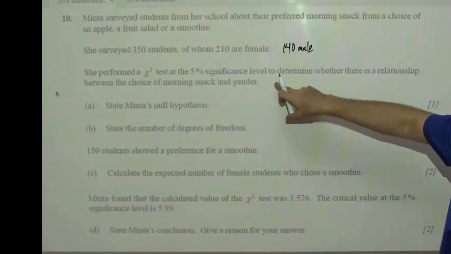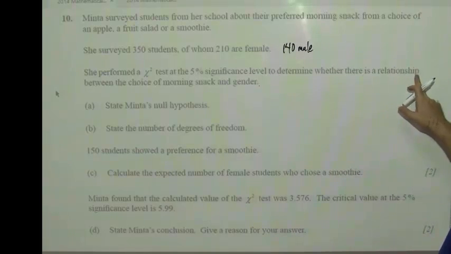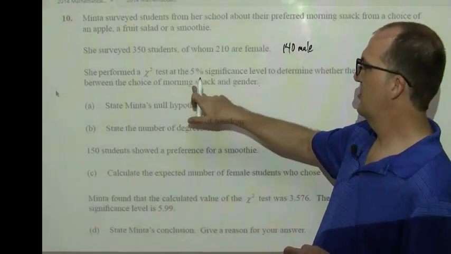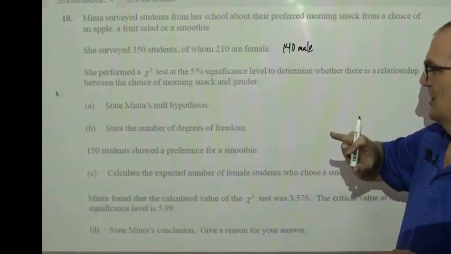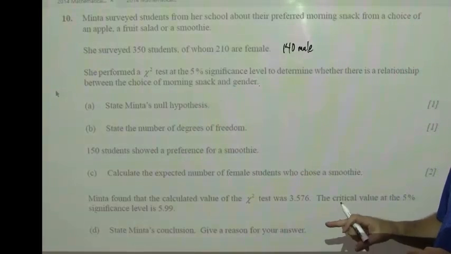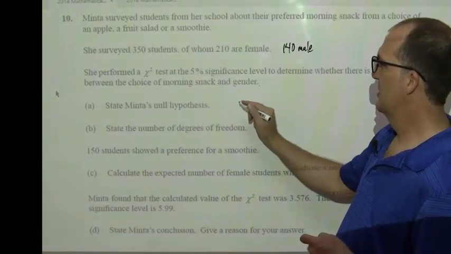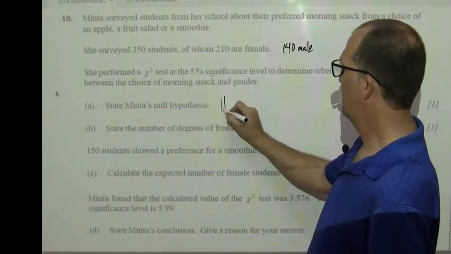Then she's performing the chi-square test at 5% significance to determine whether there's a relationship between the choice of morning snack and gender. State her null hypothesis. Well, what is she trying to prove? Is there a relationship between morning snack and gender? Therefore, her null hypothesis.